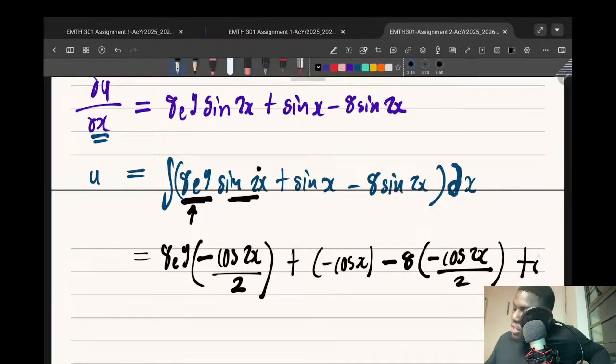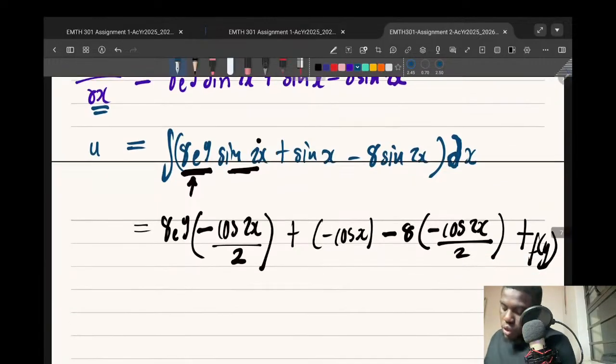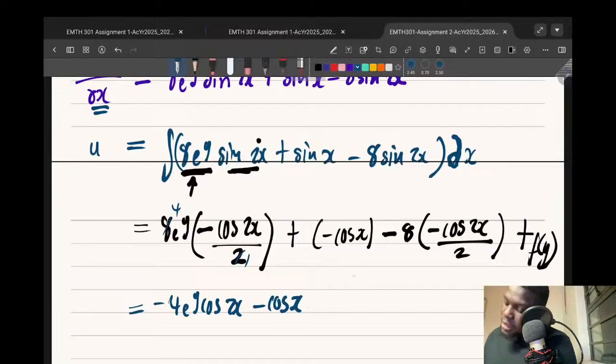But because we have integrated with respect to x, our constant of integration will be a function of y, because the y's are the constants. So here we are going to have it as 2 into 2, 1 into 8, that's 4. So it becomes negative 4e to the y cos 2x minus cos x. Minus becomes plus 2 into 2, 1 into 4, that's 4. So it becomes plus 4 cos 2x plus f of y. This becomes my u.